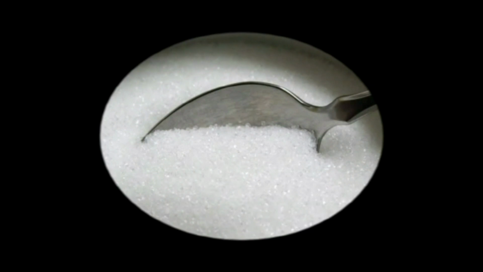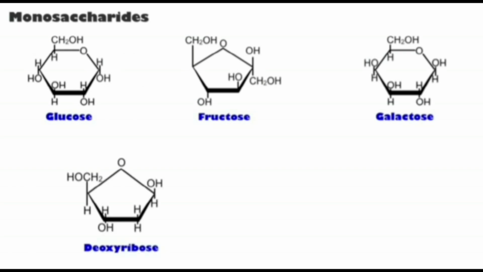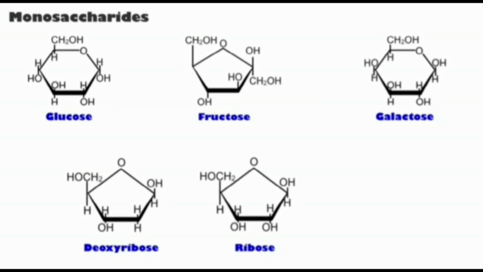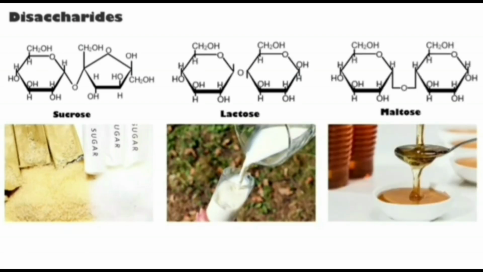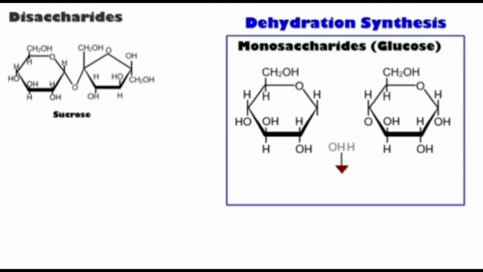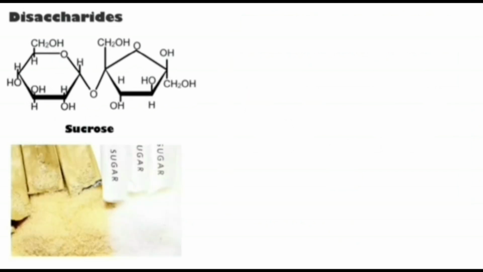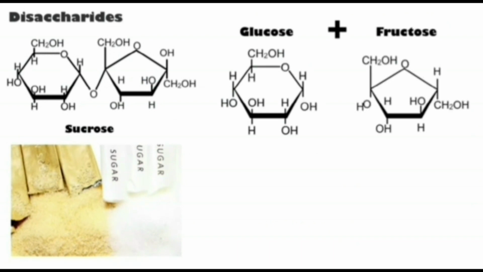Monosaccharides are single units of sugar and are the smallest carbohydrates. Monosaccharides include glucose, fructose, galactose, deoxyribose and ribose. Disaccharides include sucrose, lactose and maltose. Two monosaccharides join together by dehydration synthesis to form a disaccharide. For example, glucose and fructose join together by dehydration synthesis to form a disaccharide molecule called sucrose.